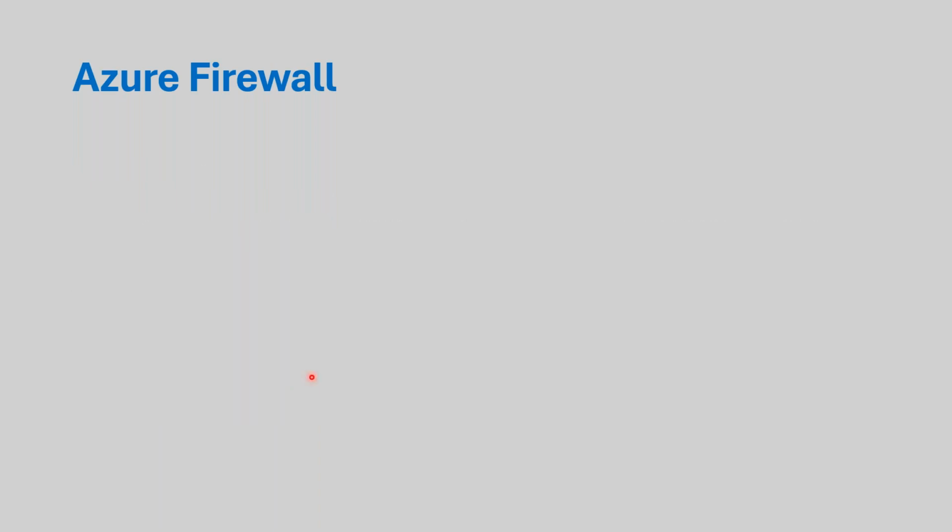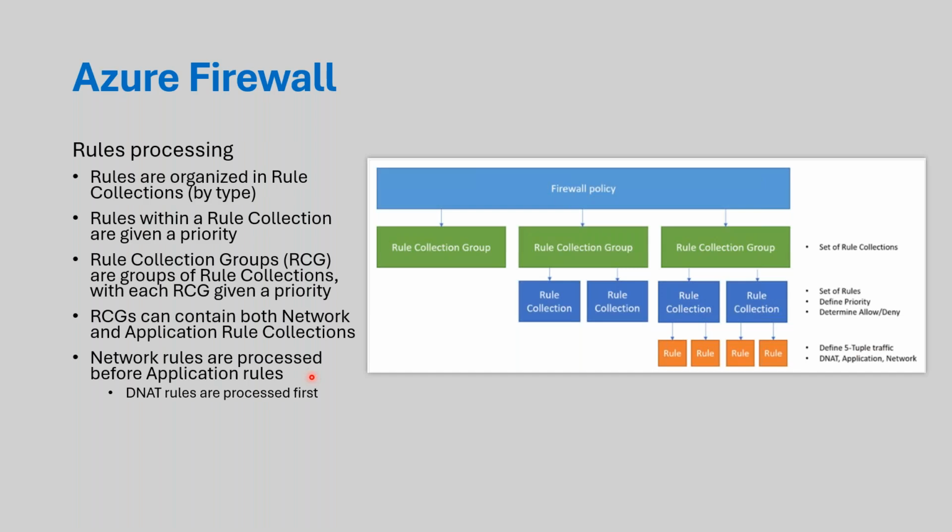So rules processing in a firewall. I'm going to run through this relatively quickly, but I want you to get an idea of how the Azure firewall processes its rules. Clearly, you have rules that you want to be blocking. They can either be a network rule or an application rule. These rules can be pulled together into collections. Now, collections only handle rules of the same type. So I have a network rule collection or an application rule collection.